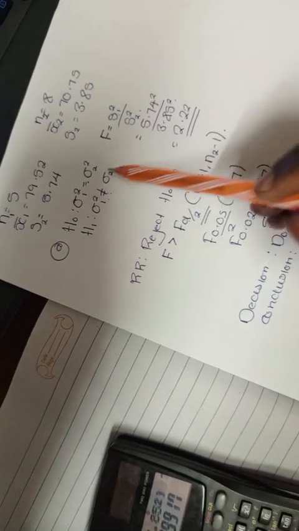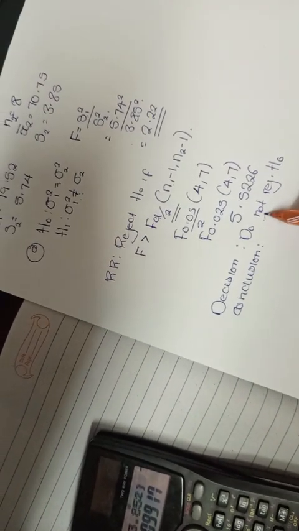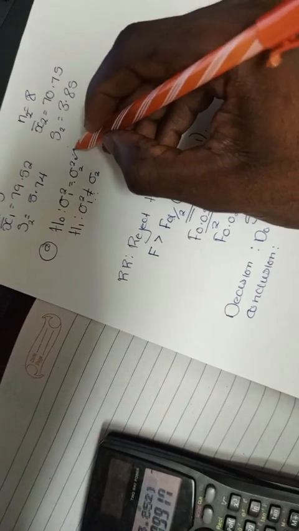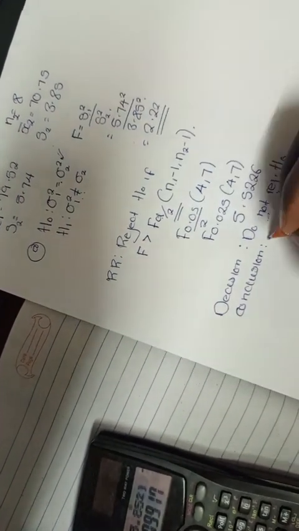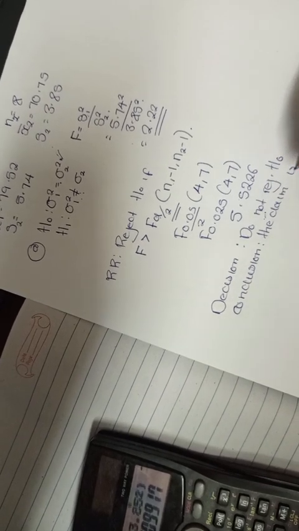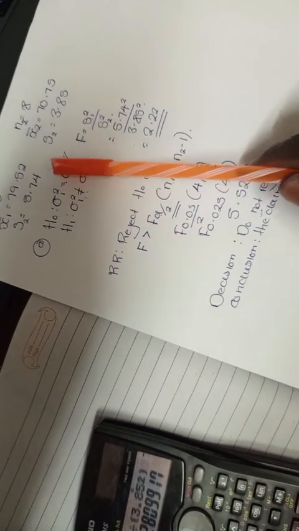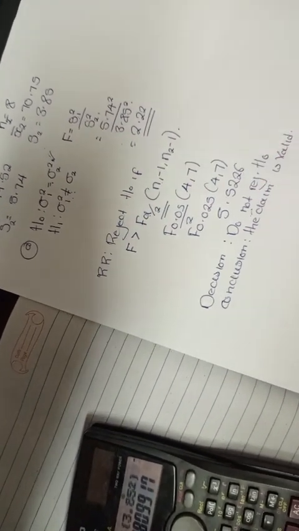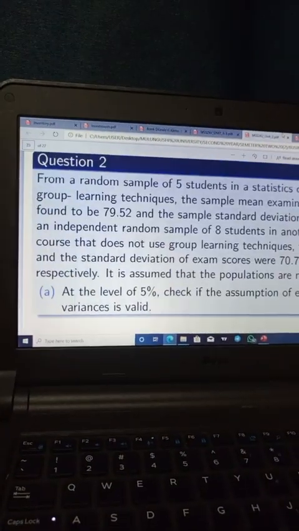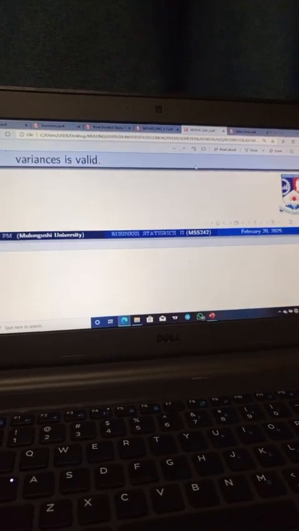So if you check, due to the fact that you haven't rejected the H0, and that claim supported the null hypothesis, which means that the claim is what? Valid. Why am I saying that the claim is valid? Is because the claim supported the H0 and the H0 hasn't been rejected. So it's a pass.